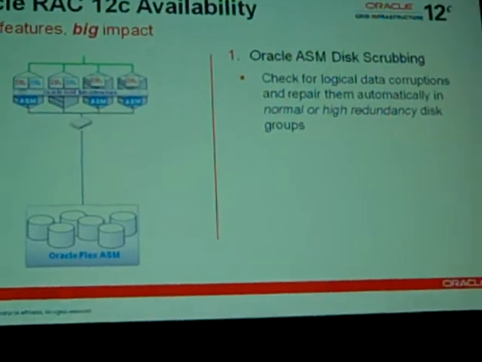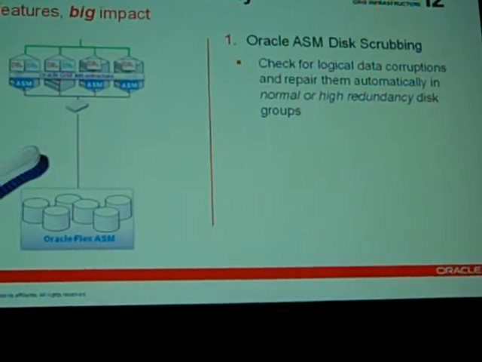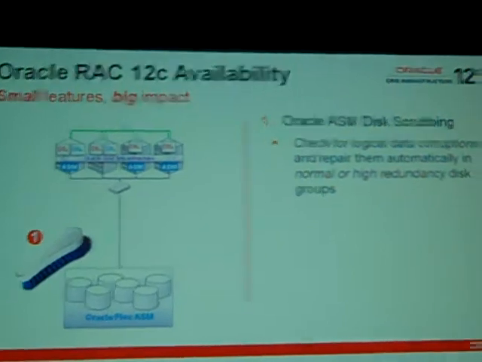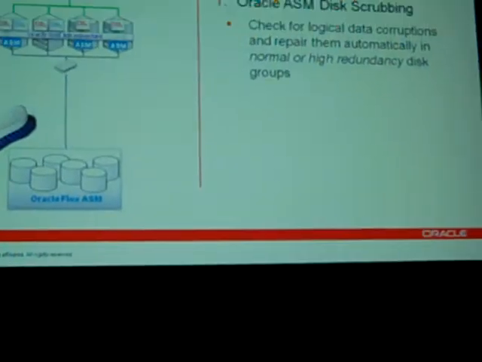One, for example, is the Oracle ASM disk scrubbing. What this is, is very simple. You can initiate a check for logical data corruption and automatic repair if you use normal or high redundancy. And the disk scrubbing would run every time you rebalance.